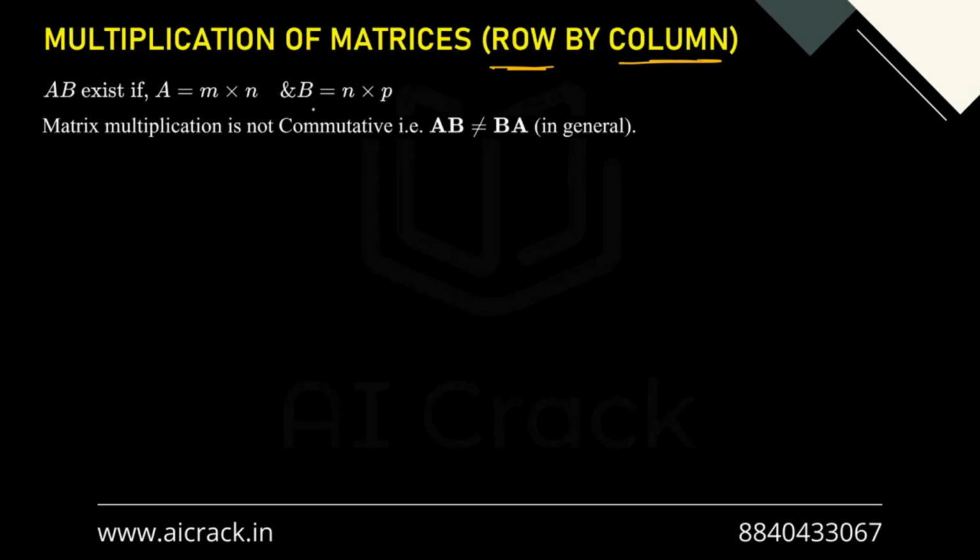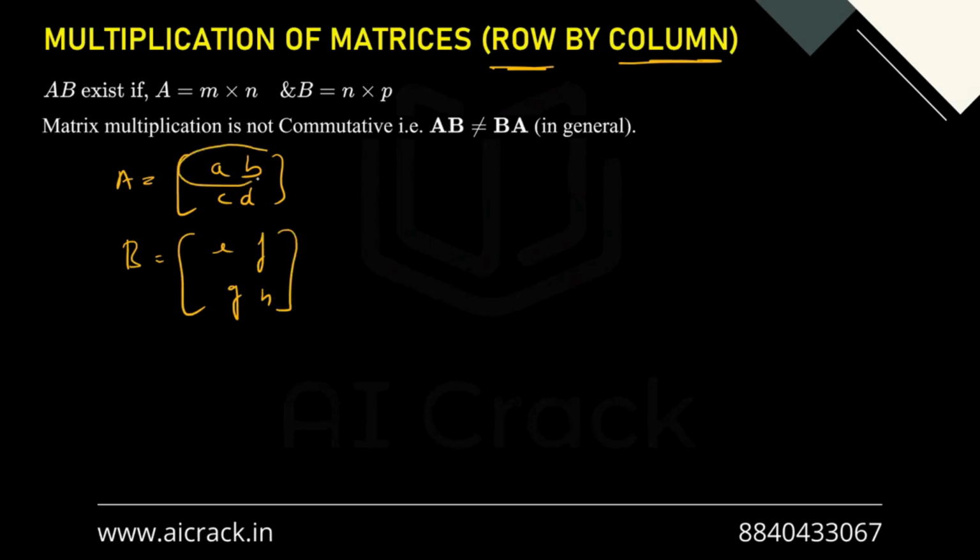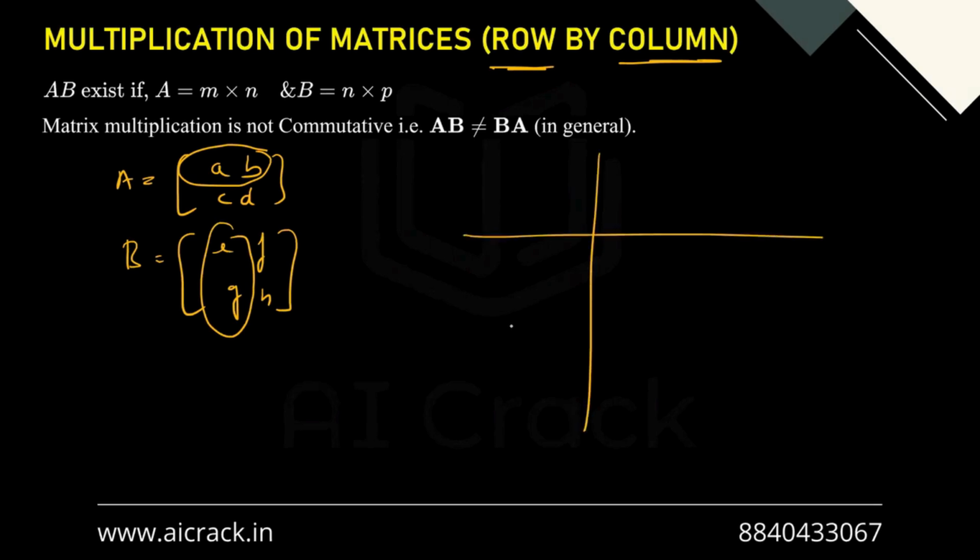Okay. Now let's see how we can multiply two matrices. Let's say I have this A matrix as A, B, C, D and I have this B matrix as E, F, G, and H. So what we basically do is multiply row by column. So this is our row and I'll multiply it with this column term by term. What do we mean by term by term?